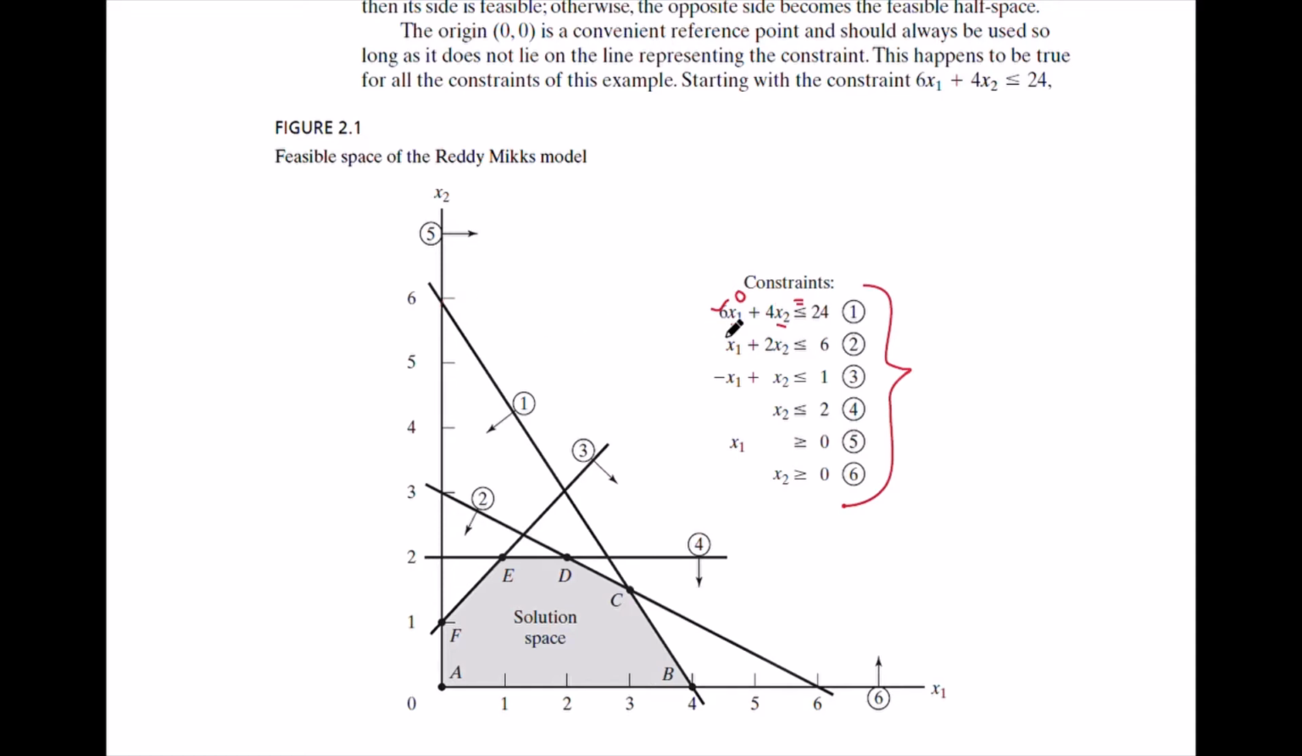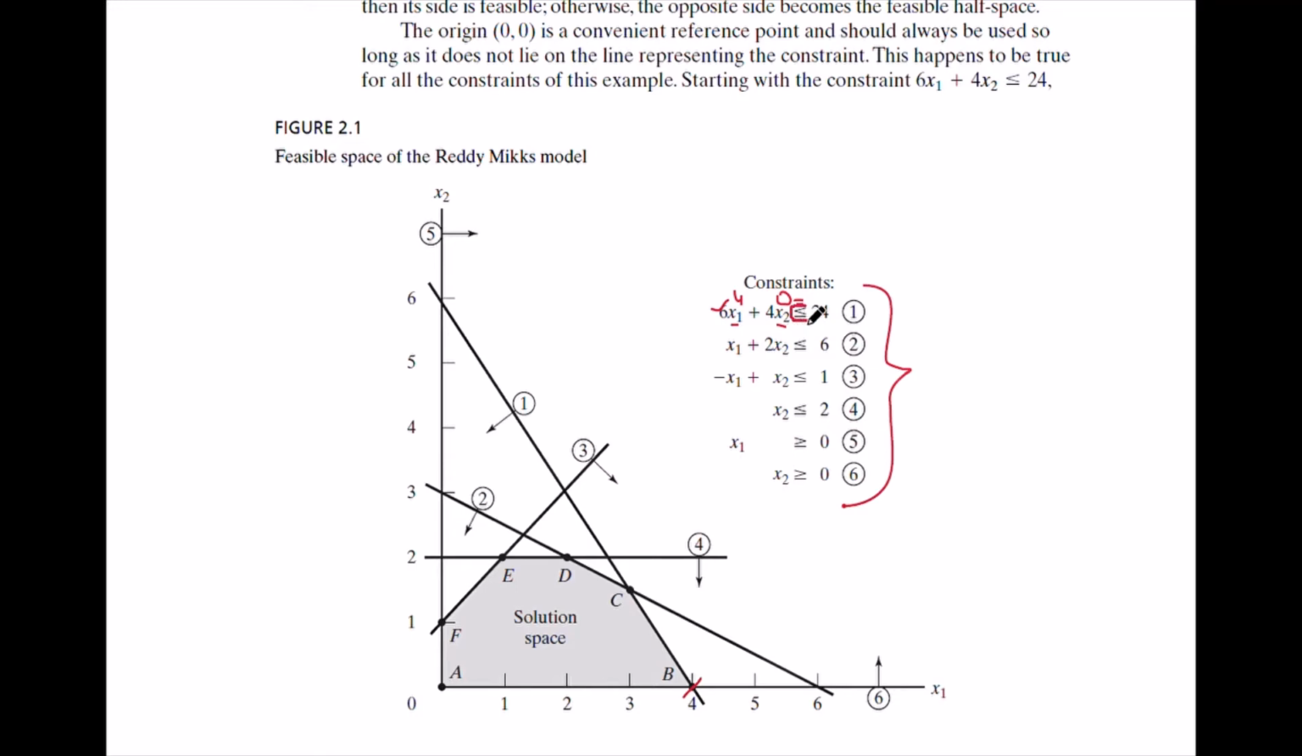Similarly, if we take x2 as 0, then 6x1 equals 24. Here x1 is 4, so 4 comma 0 is another solution point. So, 4 comma 0, this one. If we join these two points with a line, it is the line representing 6x1 plus 4x2 equals 24.